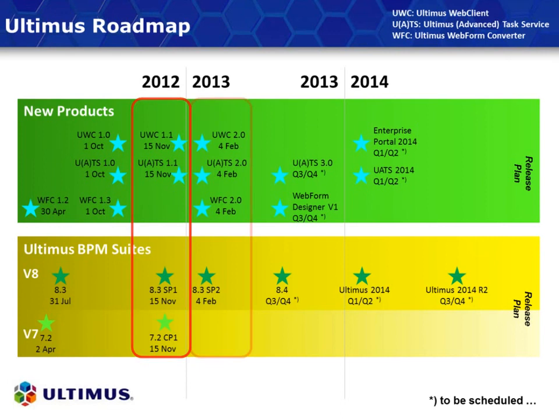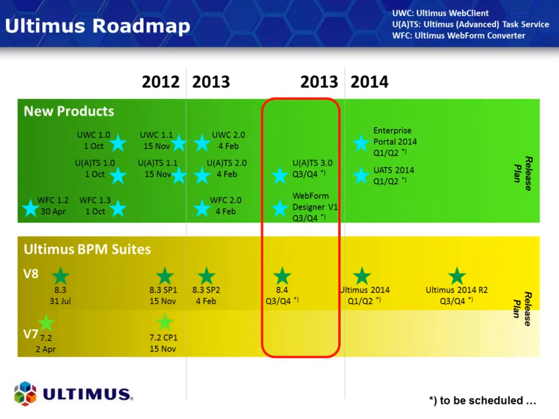And then in February next year, the WebClient 2.0 will be released in combination with Ultimus 8.3 SP2. Then, as said, we are working on Ultimus Advanced Task Service 3.0 and a new web form designer, and the release dates need to be scheduled, so please stay tuned for updates in this area. The future plans for 2014 also will be shared in later sessions.